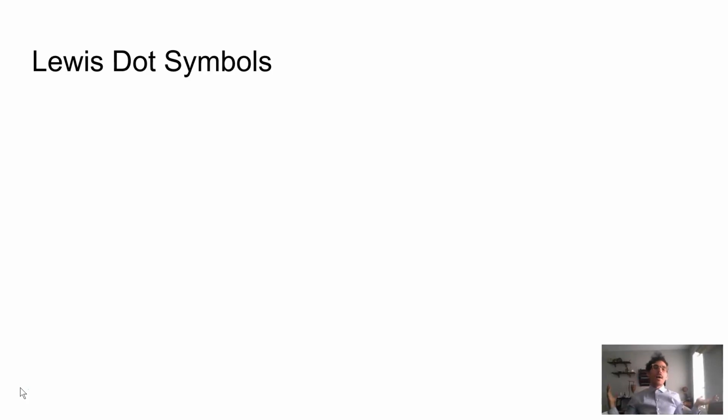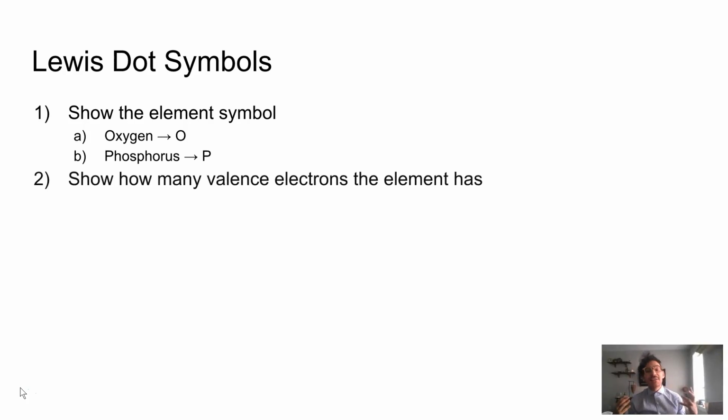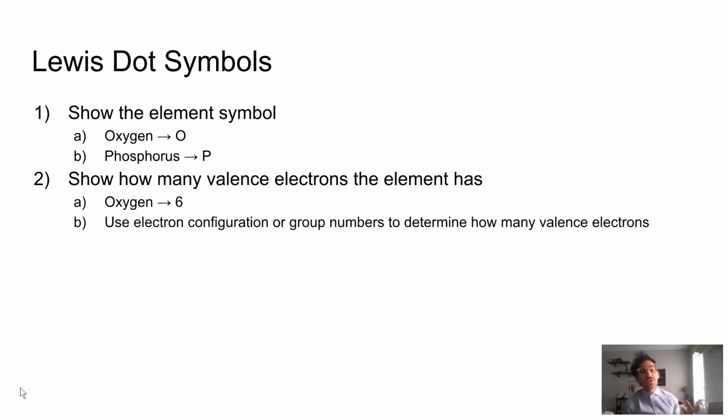Let's do it. The Lewis dot symbols for elements are going to show the element symbol. So like oxygen, they'd show a little O. Or if it was our friend phosphorus, we'd show a little P. They're also going to show how many valence electrons the element has. So oxygen has 6 valence electrons, and we're going to use the electron configuration of the element or the group numbers to help us determine how many valence electrons the element has.